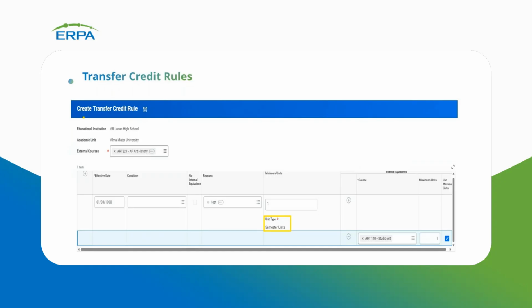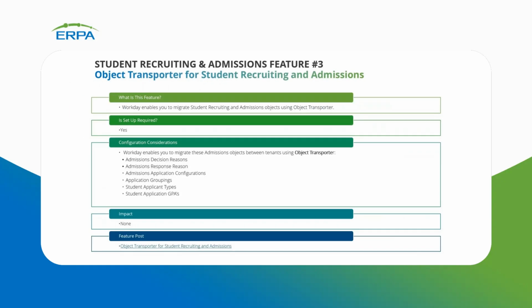Moving on to the third feature, which is actually very helpful, which I am using in my current project, and I'm very happy to see this change. Workday now enables you to migrate student admissions as well as student financial objects to object transporter. Either you can migrate them individually or as a part of a configuration package.